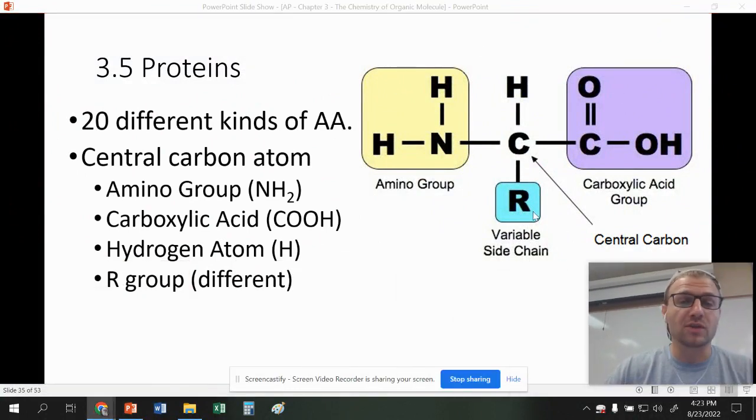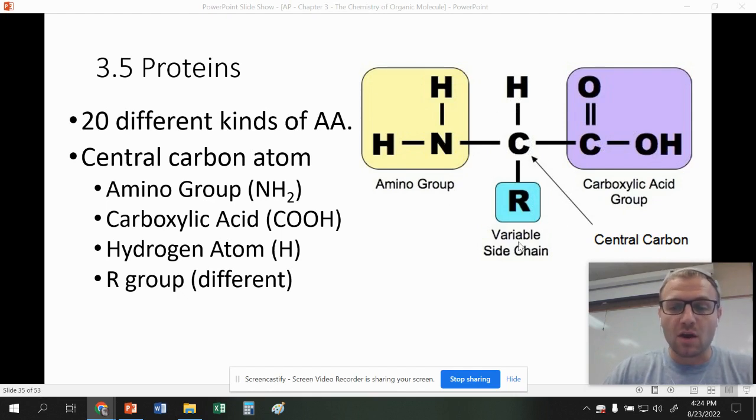This is the common structure of an amino acid. You have your central carbon, you have your amino group. These are functional groups if you remember back a couple sections ago. You have a carboxylic acid, which is a COOH, and you have a hydrogen group. So we have a central carbon, an amino group, NH2, carboxylic acid, COOH, and a hydrogen group.